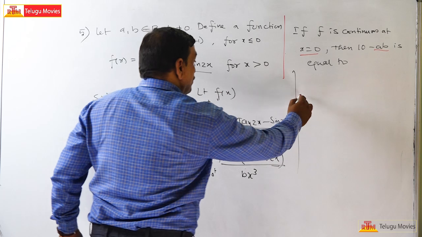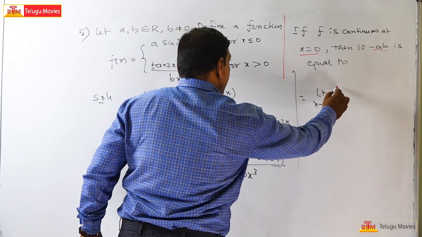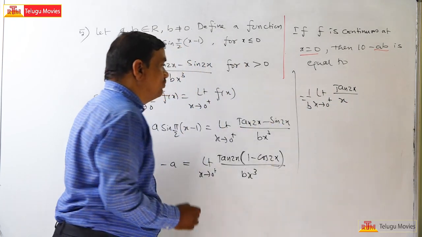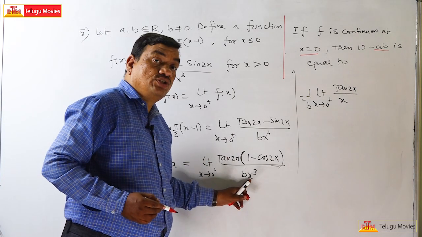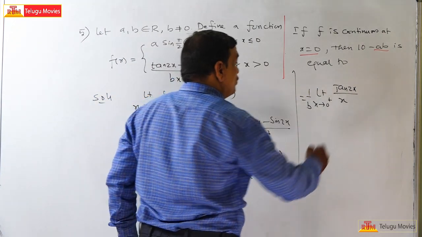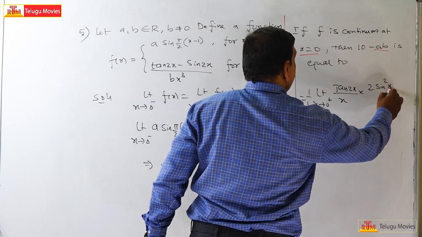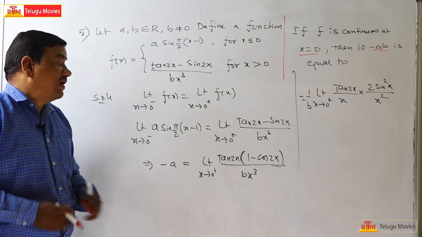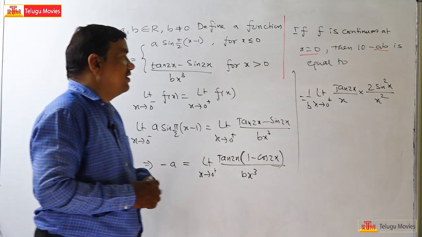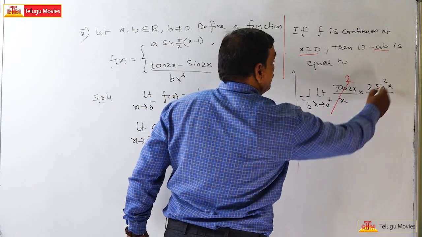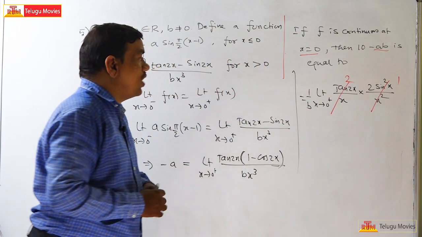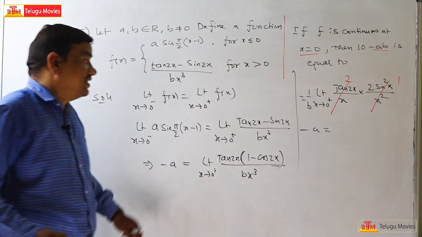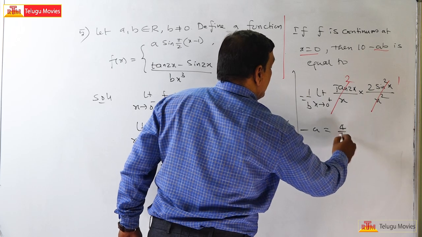So this is equal to limit x tends to 0 plus of tan 2x by x times 1 minus cos 2x by x squared. Here 1 by b is a constant, put it outside. 1 minus cos 2x is 2 sin square x, so 2 sin square x by x square. Clearly this value is equal to 2, and this value is 1. So on the whole, the left side is already minus a, and minus a is equal to 4 by b.